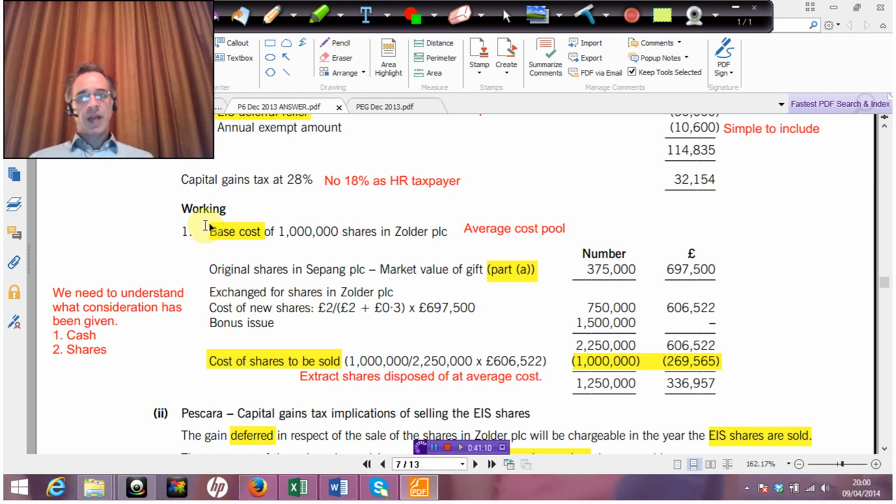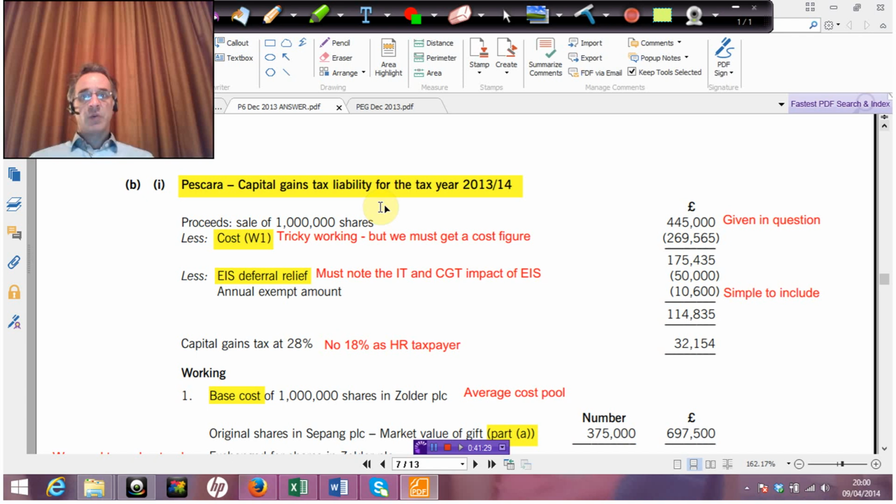But over and above that, this is very much an ordinary share pool, which is an average cost pool, as we know. And what we're looking to do is, once we get to the end of it, we're trying to extract from it the cost related to any that we're disposing. Now, we know up here that in terms of what we're disposing of, a million shares, because it tells us that in the question.